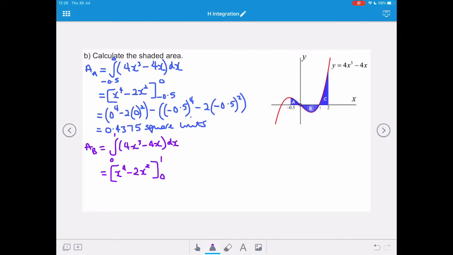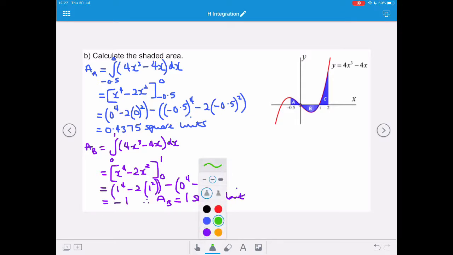And we're then going to substitute these in to determine the value. And that's going to equal 1 to the power of 4 minus 2 times 1 squared. And we're going to subtract 0 to the power of 4 minus 2 times 0 squared. And that gives us a value of negative 1. Now remember that we need to explicitly state that the area of section B is going to be equal to a positive 1 square unit.